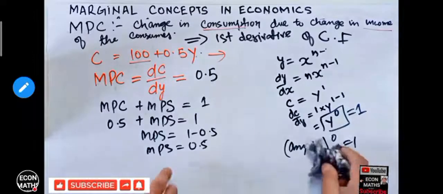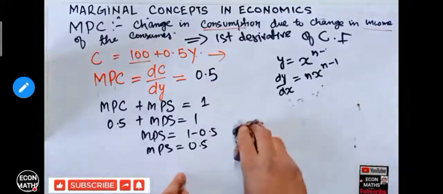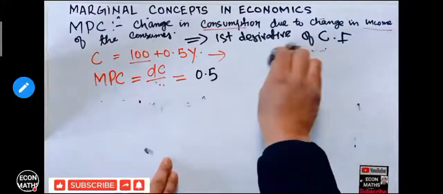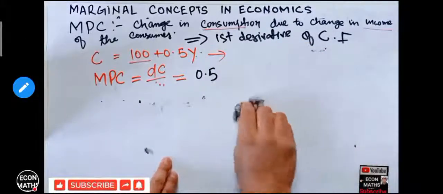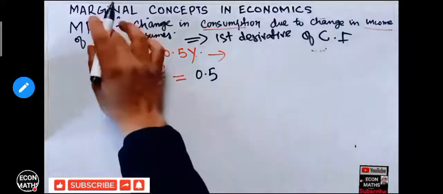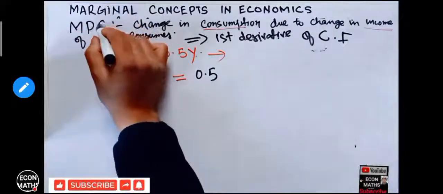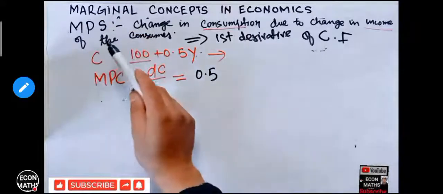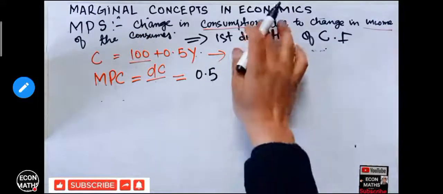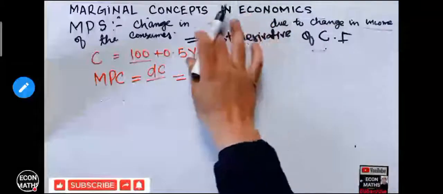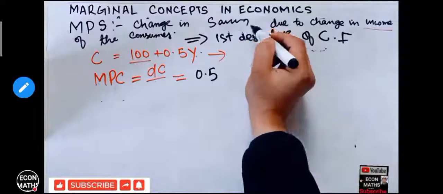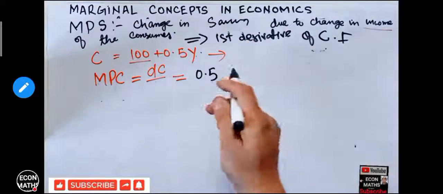So coming to the next concept, let us say we are given the saving function now. If we are given the saving function, then marginal propensity to save is change in saving due to change in income.